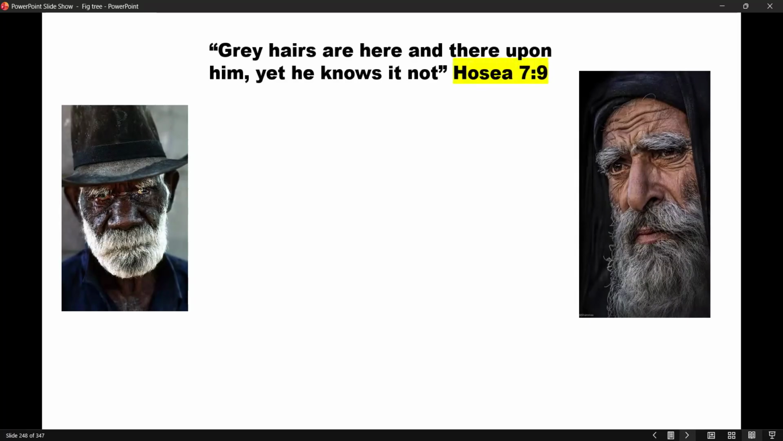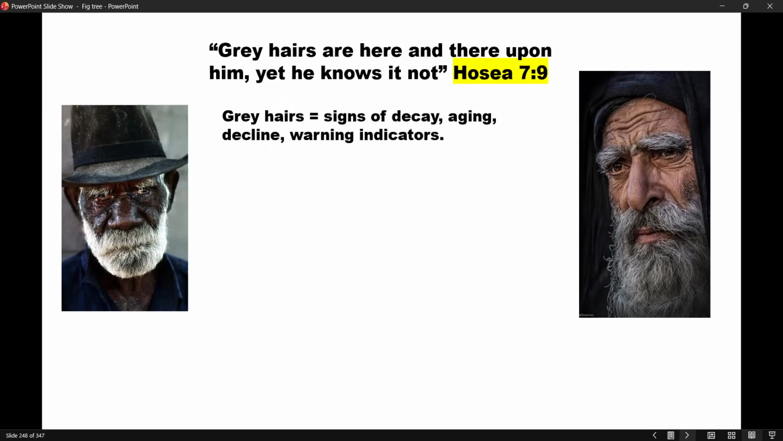So gray hairs are here and there upon him, yet he knows it not. Gray hairs equal signs of decay, aging, decline, warning indicators, right? And that goes along with us. We start getting all this gray on us. We can't keep living the same way. We can't keep that same mindset. The things that you was doing when you was 20 years old, the way you was thinking and the way you was living, because the gray hairs is indicators that you're getting ready to leave up out of here.